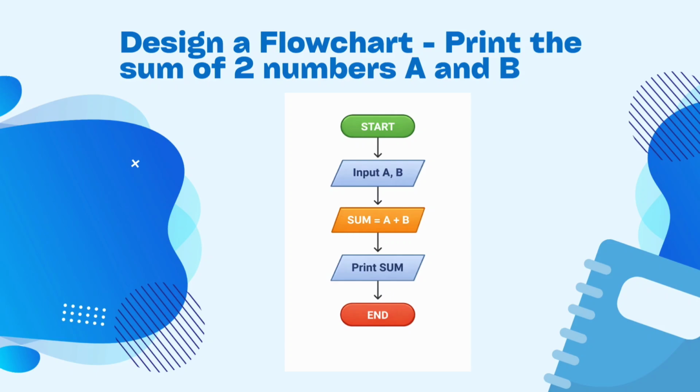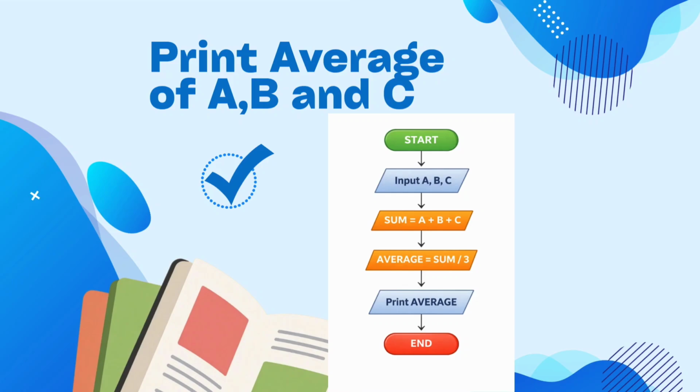Design a flowchart. Print the sum of two numbers A and B. Start, input number A, B, sum A plus B, print sum, end. Print average of A, B and C. Start, input A, B, C, sum A plus B plus C, average sum by 3, print average, end.